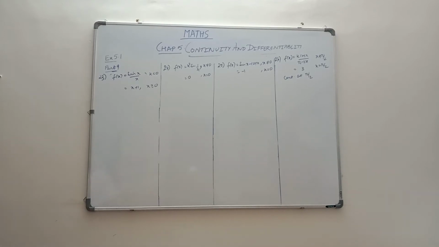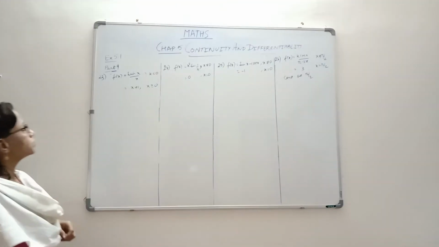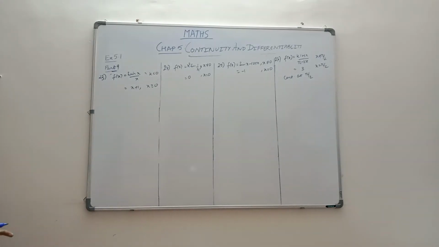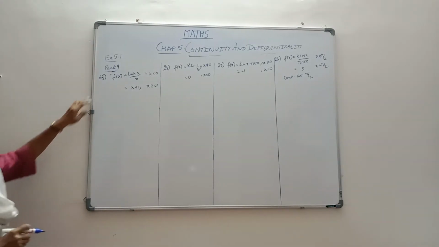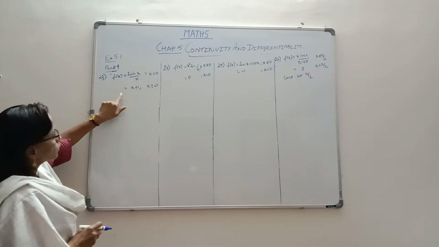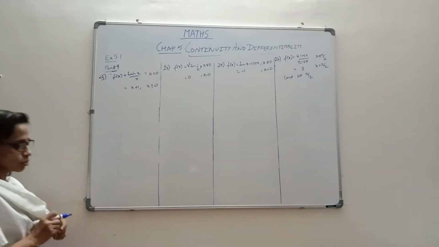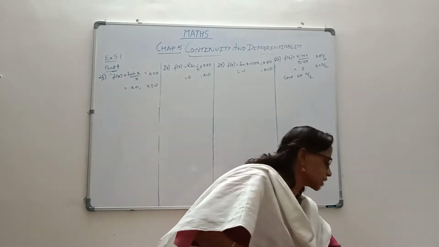Hello folks, we come to the part 9 video of this exercise 5.1 and this is question number 23, which says that f of x is sin x by x when x is less than 0 and is x plus 1 when x is greater than 0. We have to find the points of discontinuity.